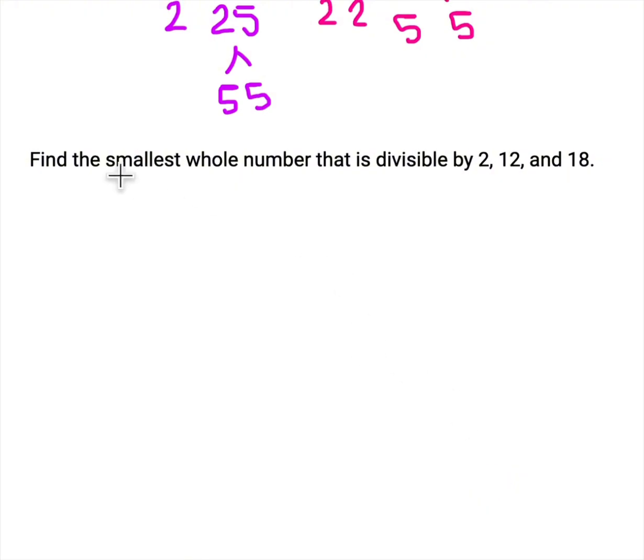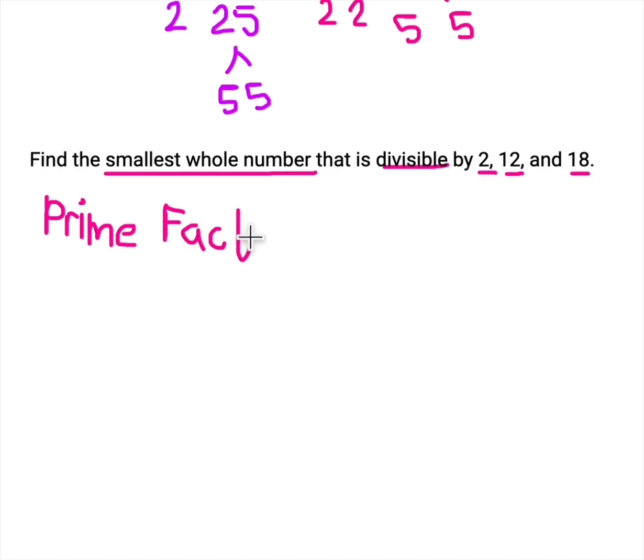So now with this knowledge, we're going to find the smallest whole number that is divisible by 2, 12, and 18. So you might be wondering, what is this? This has nothing to do with what we have just done. Well, don't worry, because it does. We just have to do prime factorization first with all of these numbers. And then, after that, we are going to find the least common multiple of all of these numbers. So let me walk you through it.